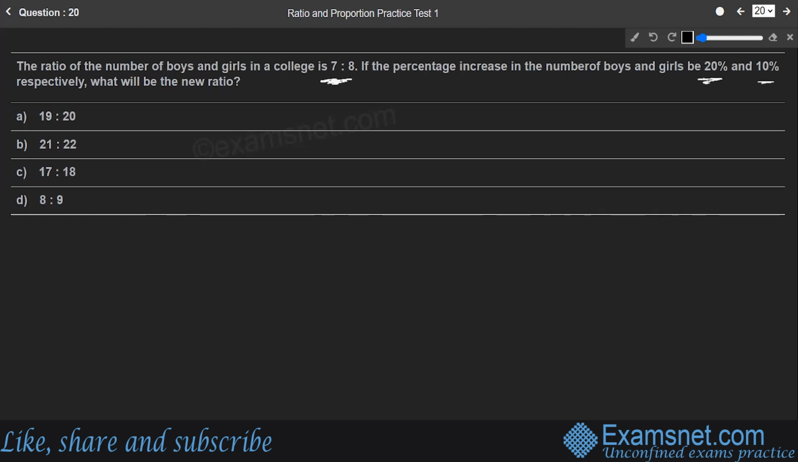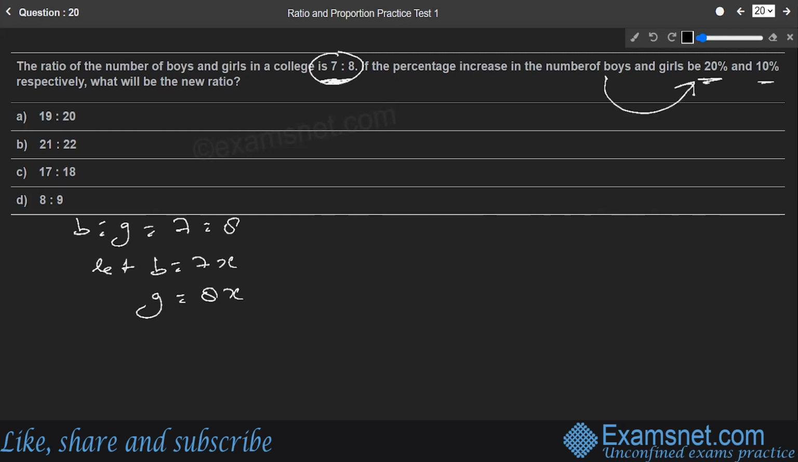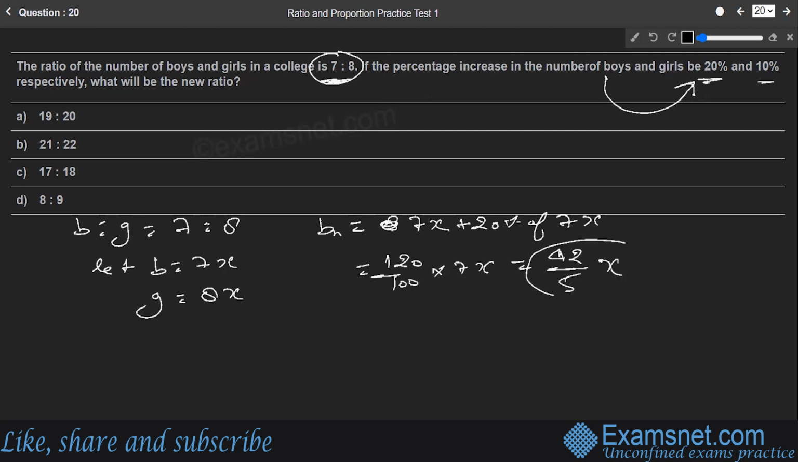So let us convert this ratio into numbers first. The boys to girls ratio is given as 7 is to 8. Let's say the number of boys is 7x and the number of girls is 8x. These are the original numbers. Now they say the boys have been increased by 20%. The new boy strength will be the original boy strength, 7x, plus 20% of 7x. So that comes out to be 120 by 100 times 7x, that is 42 by 5 x. So this is the new boy strength.